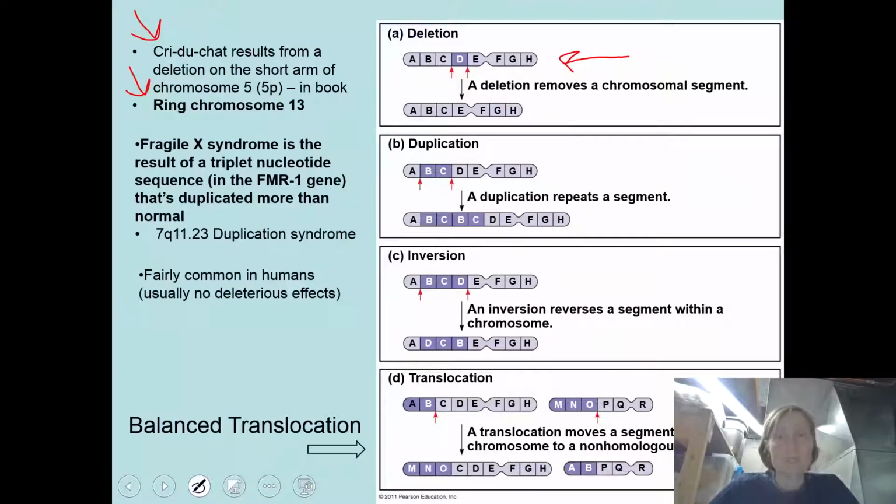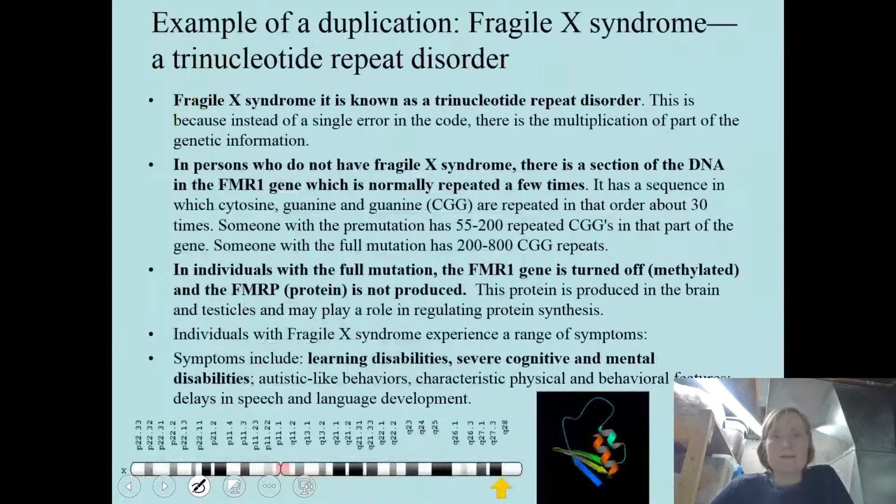Duplication. So sometimes a piece of genetic material is accidentally duplicated. Oops, we got extras. We got extra pieces. So here's a good example of that, Fragile X syndrome. I want to tell you a little bit about that, and then we'll come back and look at these other two things. And there's a lot of information on this slide. We don't need to look at it all, but the basic idea is Fragile X syndrome is the most common inherited form of a cognitive delay. And it's the result of a duplication in one gene.